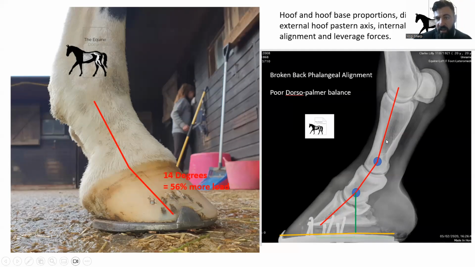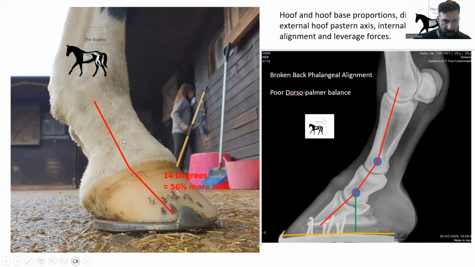Internally, it affects the alignment of the bones. As you can see here, the middle phalanx is broken back from the proximal phalanx, and the distal phalanx is broken back from the middle phalanx. What does that mean? If we draw a line through here, this angle is broken backwards from this angle, and this angle is broken backwards again. So we have a ski slope almost occurring here. This is a broken back phalangeal alignment, and this is a broken back hoof pastern axis.